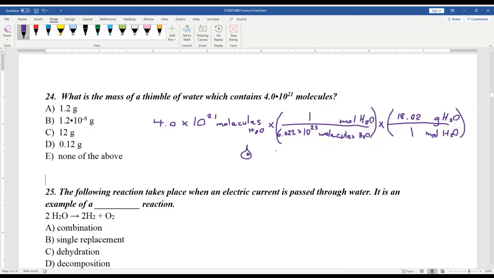So then I just multiply everything on top, divide by everything on bottom, and if I do such a thing, I will end up with what?